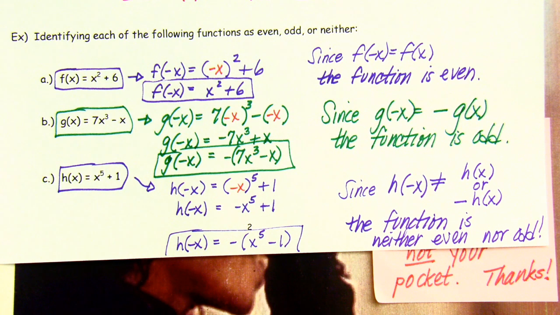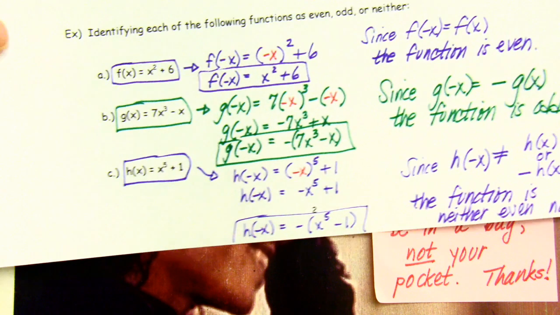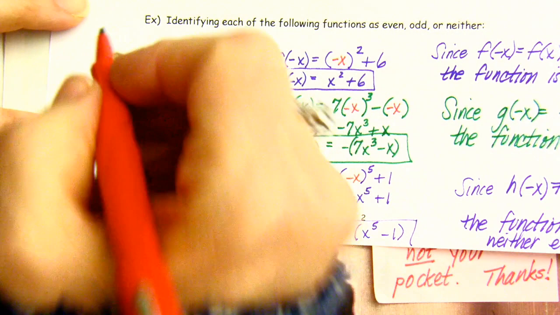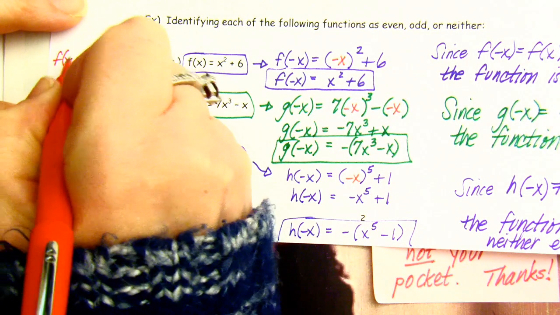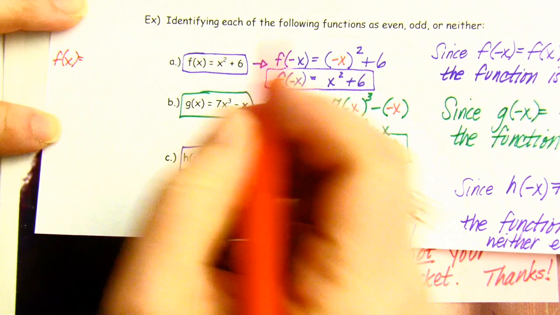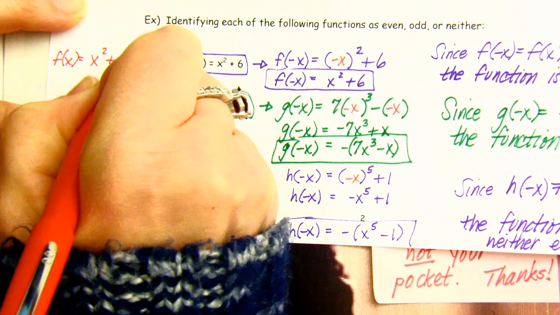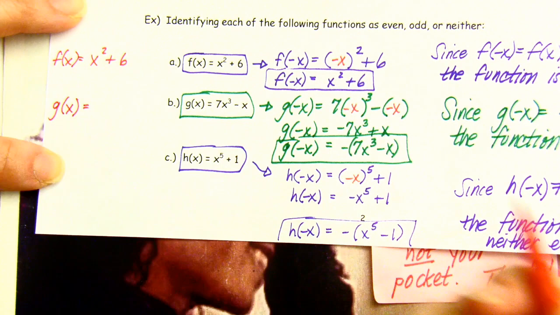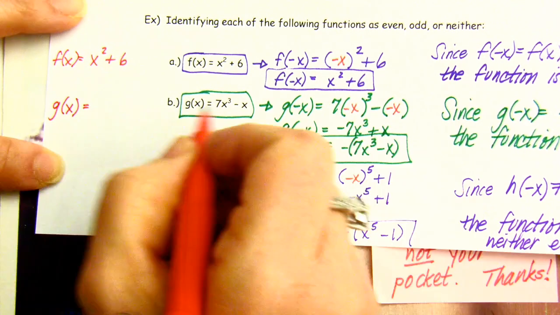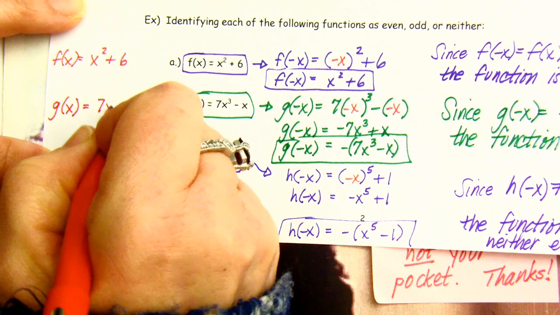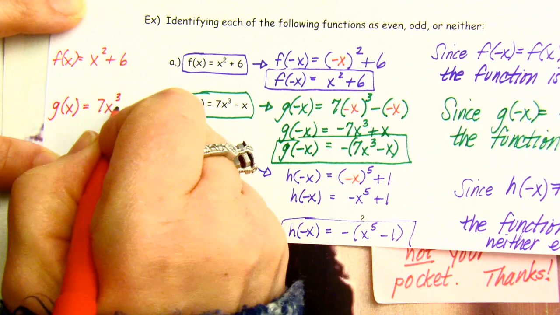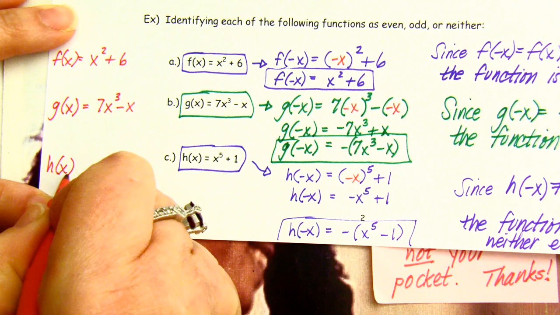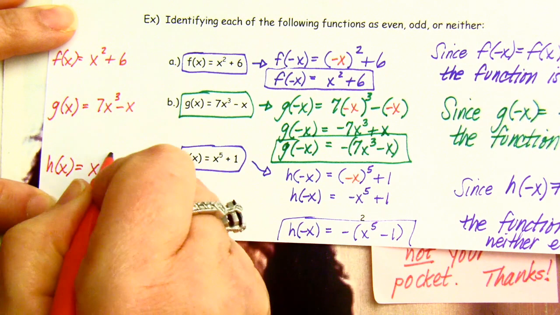So what I'm going to do in the margin over here is I'm going to recopy the f of x equals x squared plus 6. The g of x equals 7x cubed, subtract x, and the h of x equals x to the power of 5 plus 1.